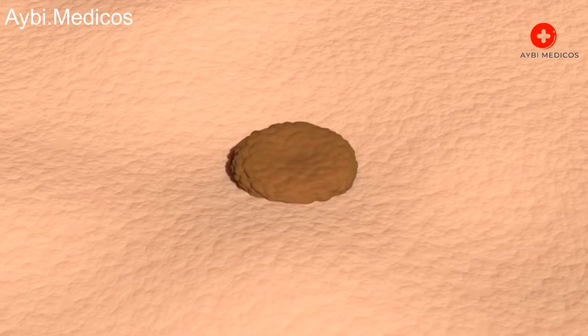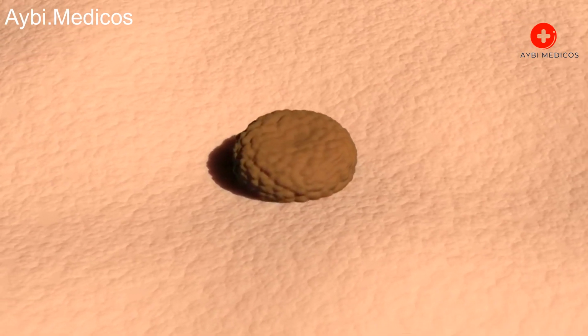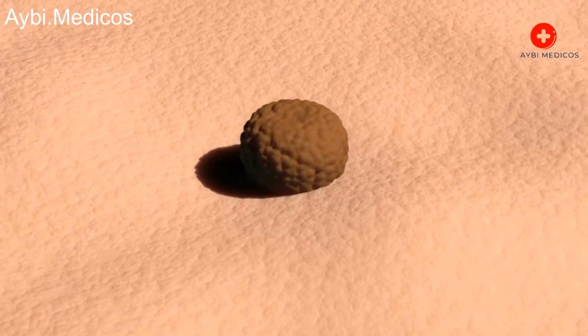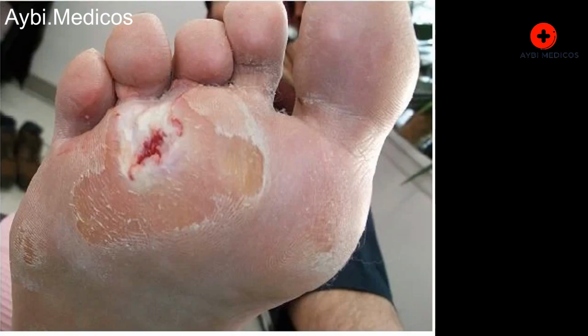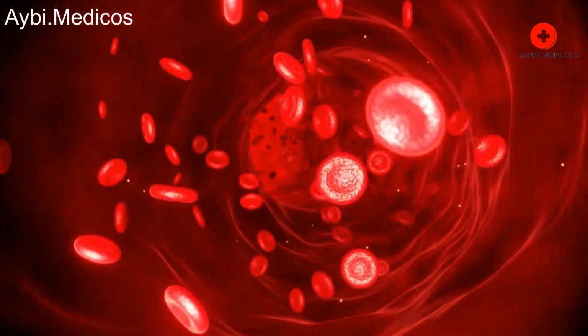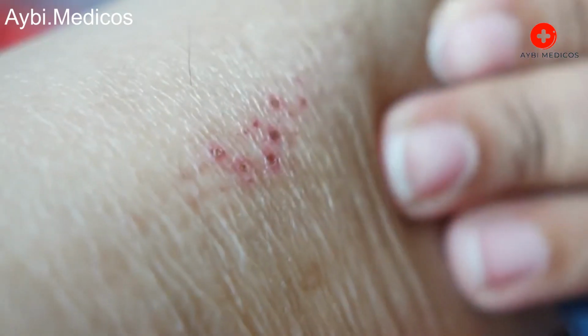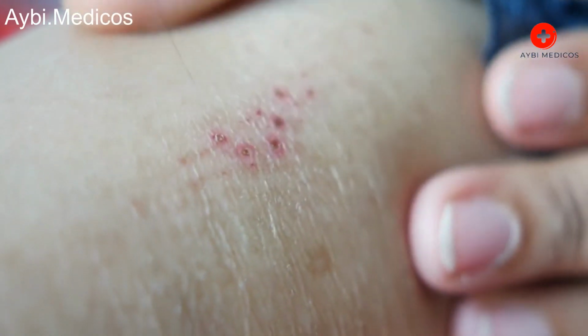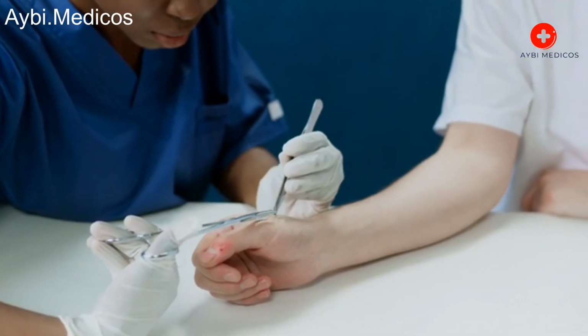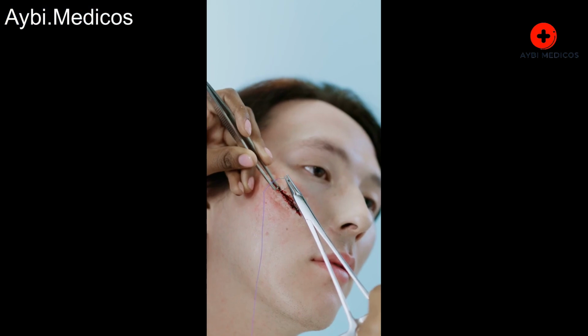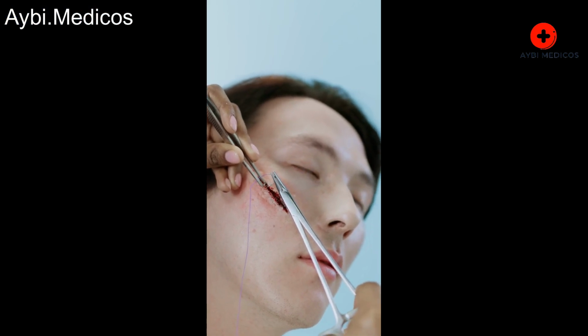Wound debridement is a medical procedure used to remove non-viable, dead, or infected tissue from a wound. This process is essential for promoting wound healing, preventing infection, and creating an environment conducive to tissue regeneration. There are several methods of wound debridement, each with its own techniques and considerations. Here's an overview of the common methods.